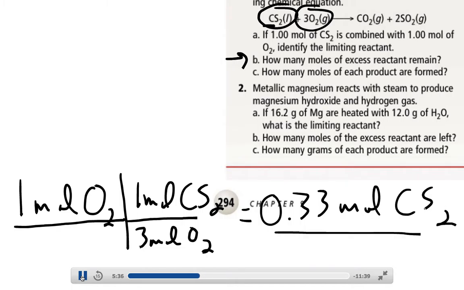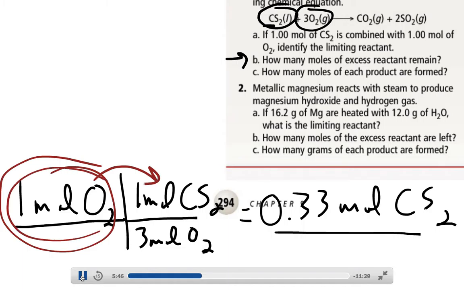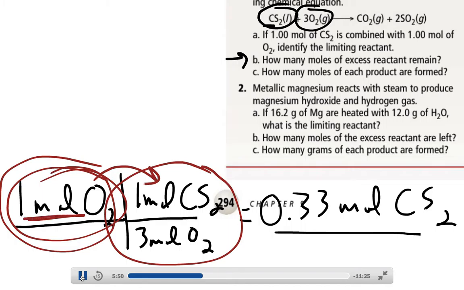Now we have to remember what we're solving. That is not the amount of excess reagent. That is the amount that will react with 1 mole of oxygen. So I solved to find how much carbon disulfide I need to react with this oxygen, and based on my ratio of 1 to 3, if I have 1 mole of oxygen, I need 0.33 moles of carbon disulfide.